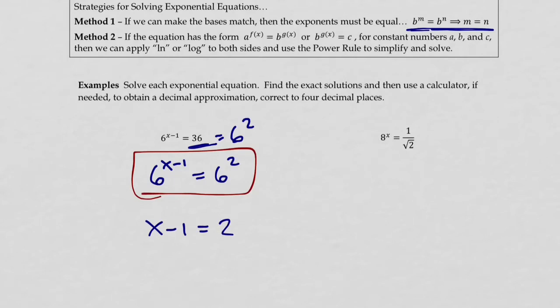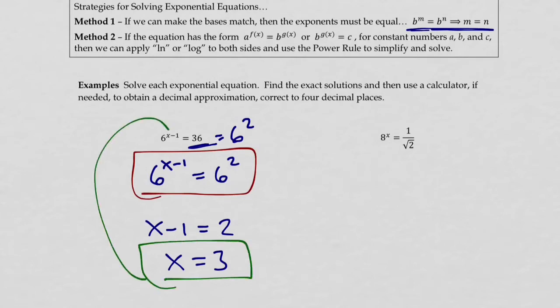And then we quickly see, adding 1 to both sides, that x equals 3. Of course, it's always nice to check our work when we can. So, this is our solution, if we plug the 3 back in for x.